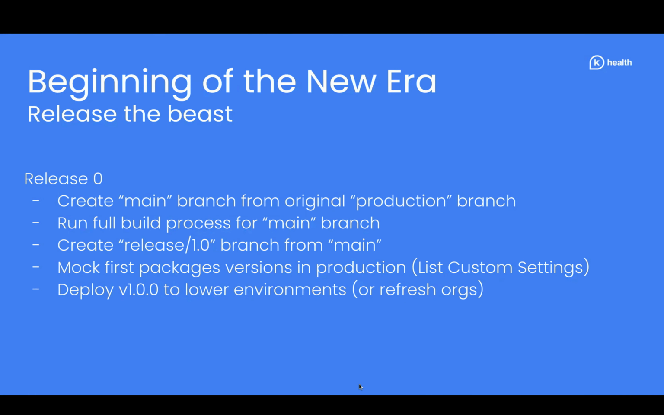So we created the branch release 1.0 from the main. And what we did basically, we went through all the packages that had been created and their versions. And we said, hey, should we deploy that to production? Because if I execute deployment to production from the release 1.0, it will really start deploying every package to prod, right?